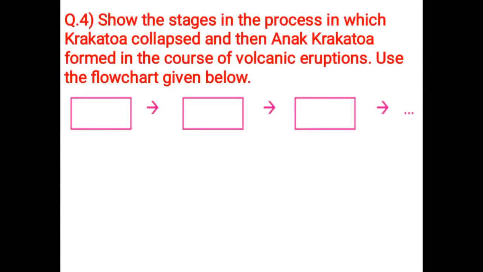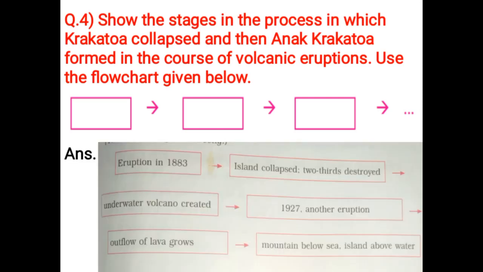Show the stages in the process in which Krakatoa collapsed and then Anak Krakatoa formed in the course of volcanic eruptions. Use the flowchart given below. Eruption in 1883, island collapsed, two-thirds destroyed. Underwater volcano created, 1927, another eruption. Outflow of lava grows, mountain below sea, island above water.